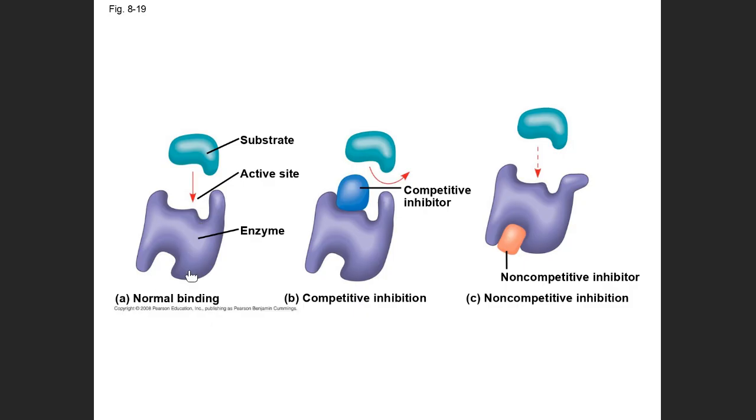Notice here we have that alternate binding site, the allosteric site. That is where a non-competitive inhibitor can bind and change the shape of the enzyme and the shape of the active site so the substrate can no longer bind. So this enzyme has been turned off.